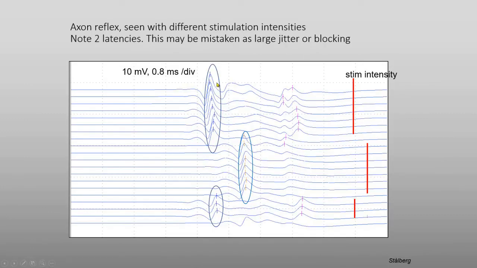Here's an example of a recording with latency jumps. Here's a given stimulation intensity. Here's high, and then we reduce the stimulus intensity. This line is drawn to the right, and we get a longer latency. And then again, we increase the stimulus intensity, and the latency is again shorter.